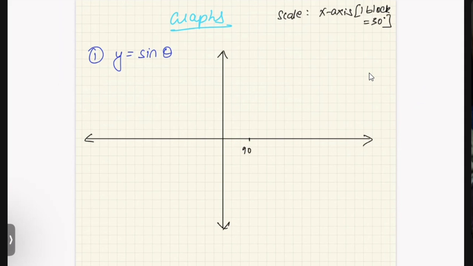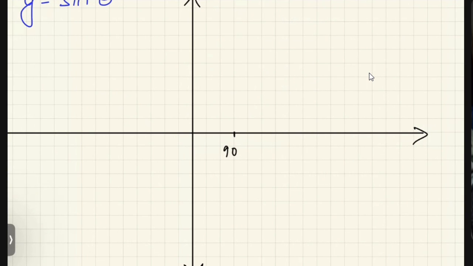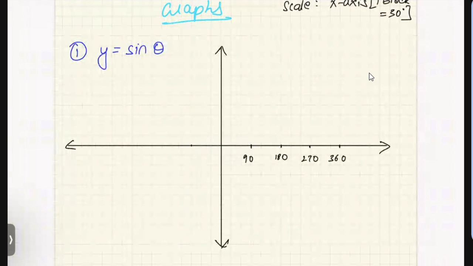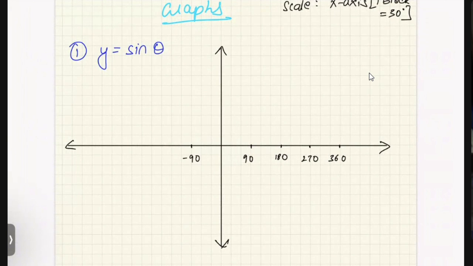Okay. So let me zoom in, this will be 90, this will be 180, then this will be 270. We only need to understand till 360 because after that the graph repeats itself. Same here, minus 90, minus 180, minus 270, minus 360.